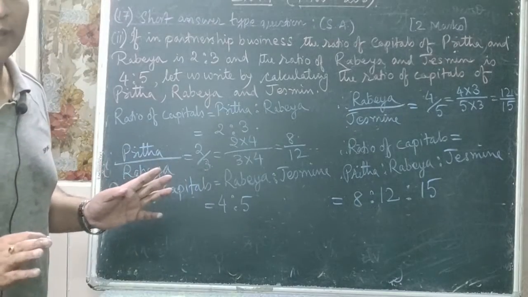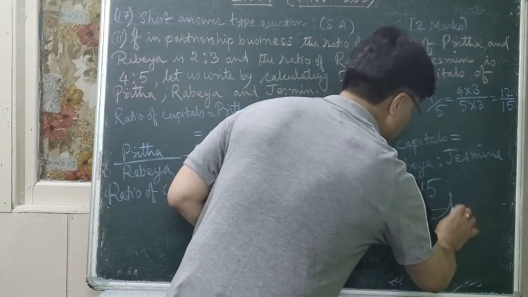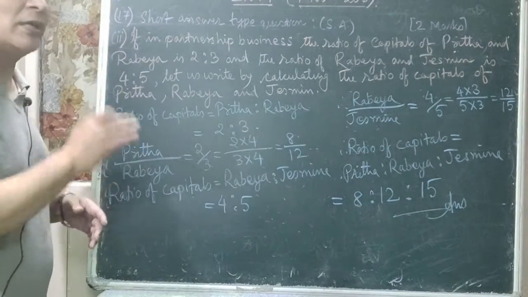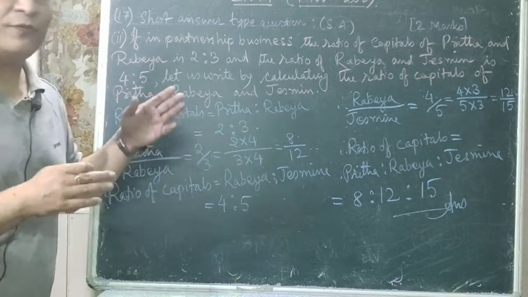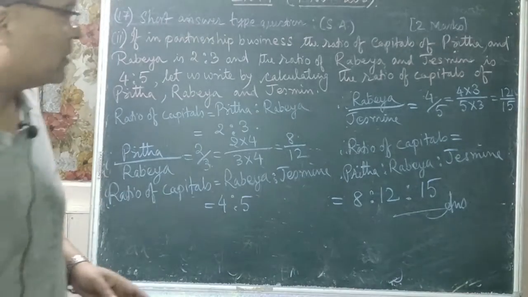So I think you have understood it now. You cannot cancel them, so this is the final answer. Is that understood? So what is the ratio of capitals of Preetha is to Rabia is to Jasmine? It is 8 is to 12 is to 15. So this is the final answer, so you can copy it.